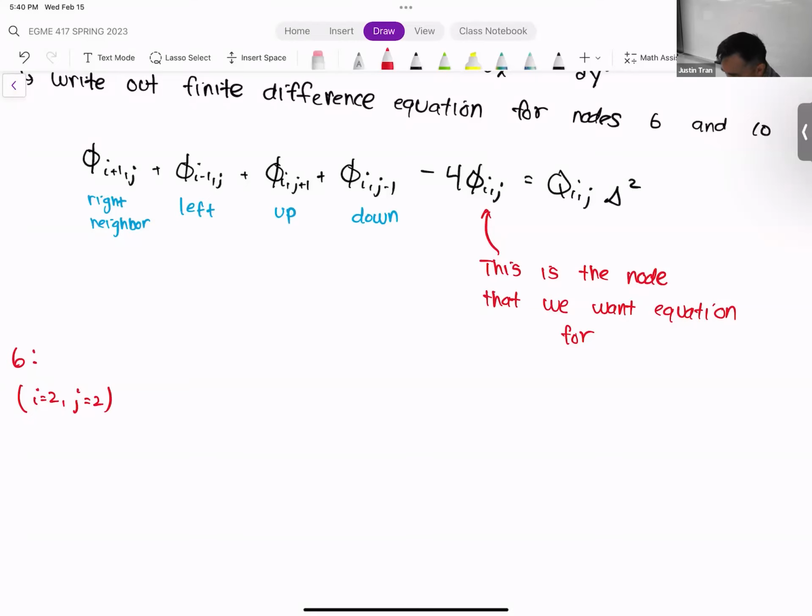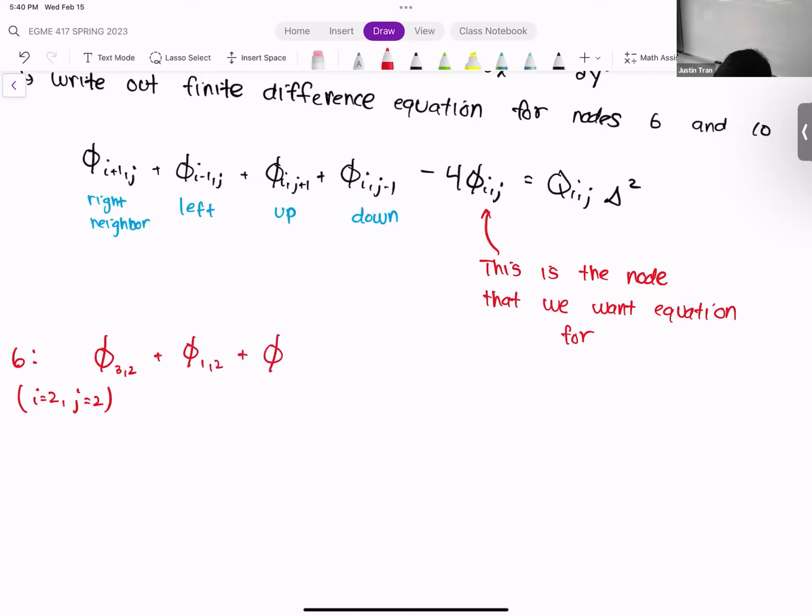So let's go ahead and apply our finite difference equation for this. First we have phi I plus 1 comma J. That's going to be, with I equal to 2 here, 2 plus 1 is 3, comma 2. Plus phi I minus 1, so that's phi 1, comma 2.